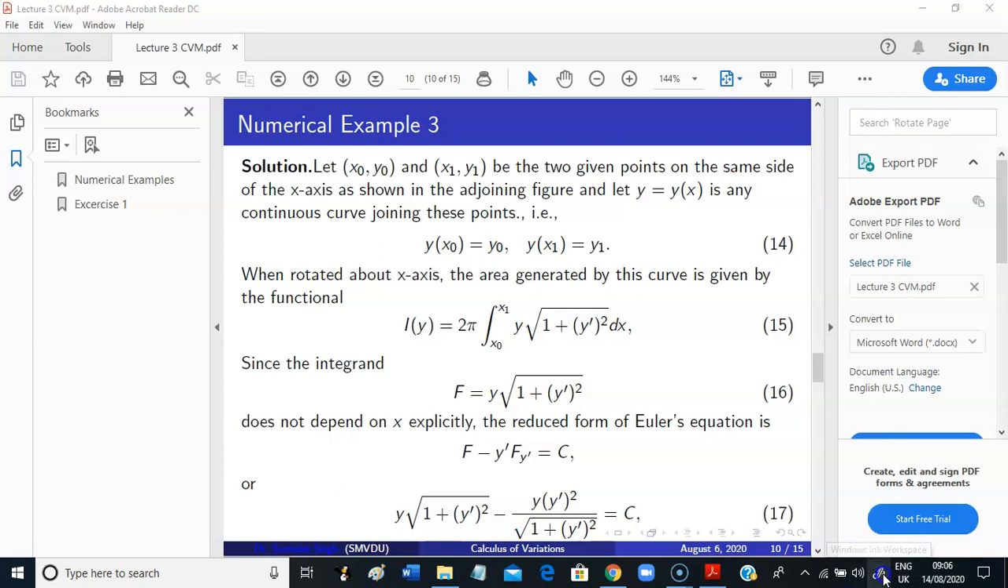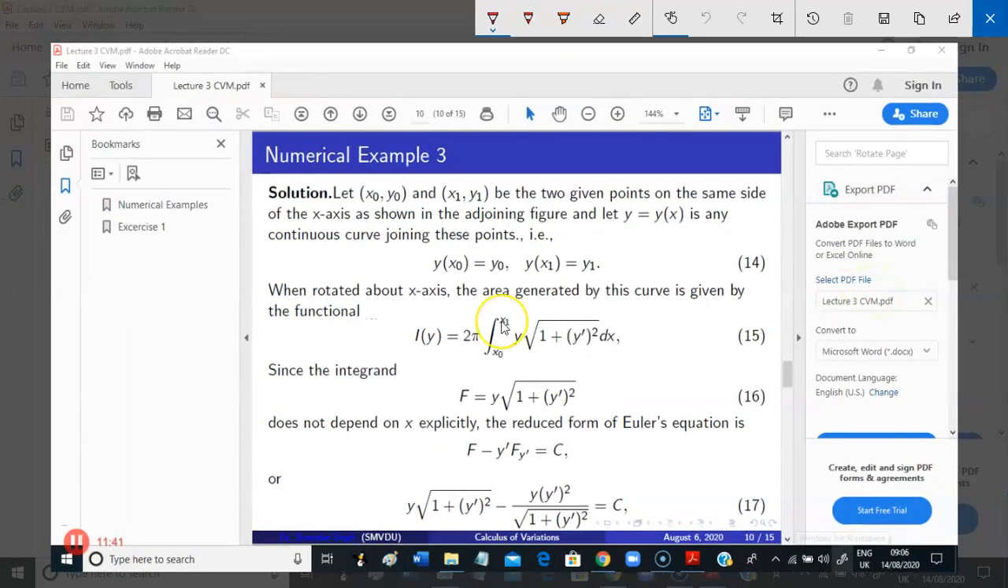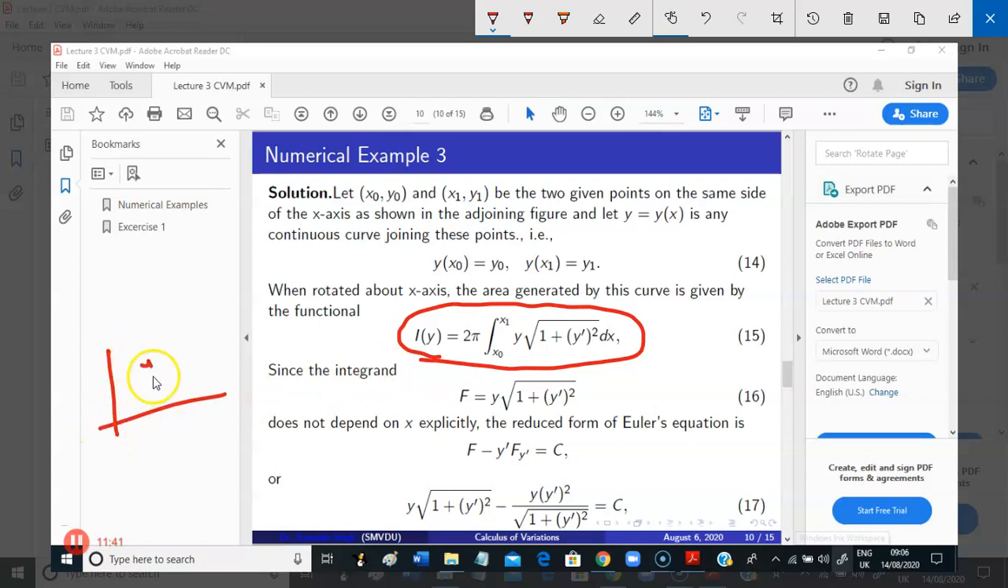You should remember this formula for the area of revolution. So you have any curve y equal to y(x), and if you revolve that curve about the x-axis in 3D, then the area generated will be given by this formula. In this case, 2 pi is a constant, and you can consider that f is this. Now x is not appearing explicitly, so in that case we apply this case.